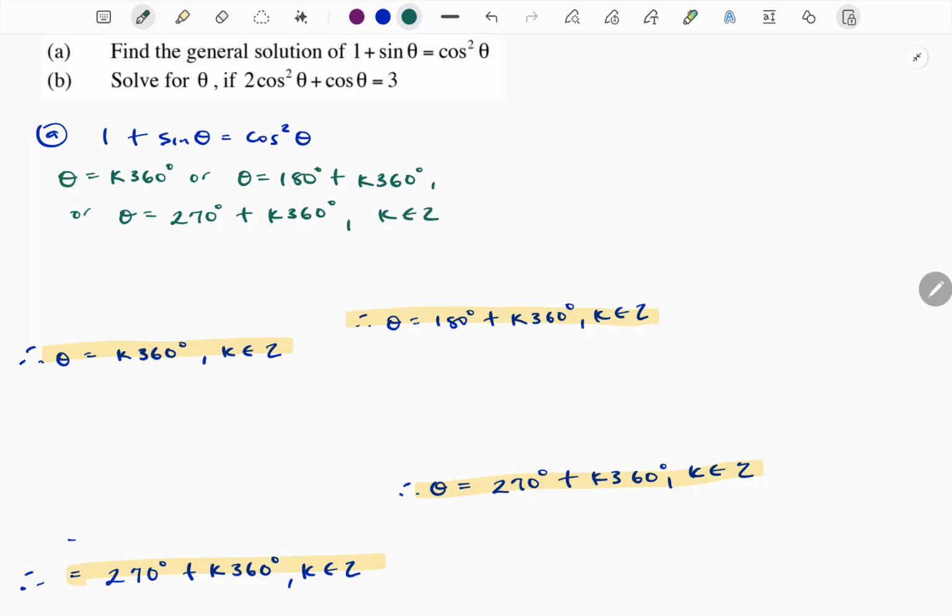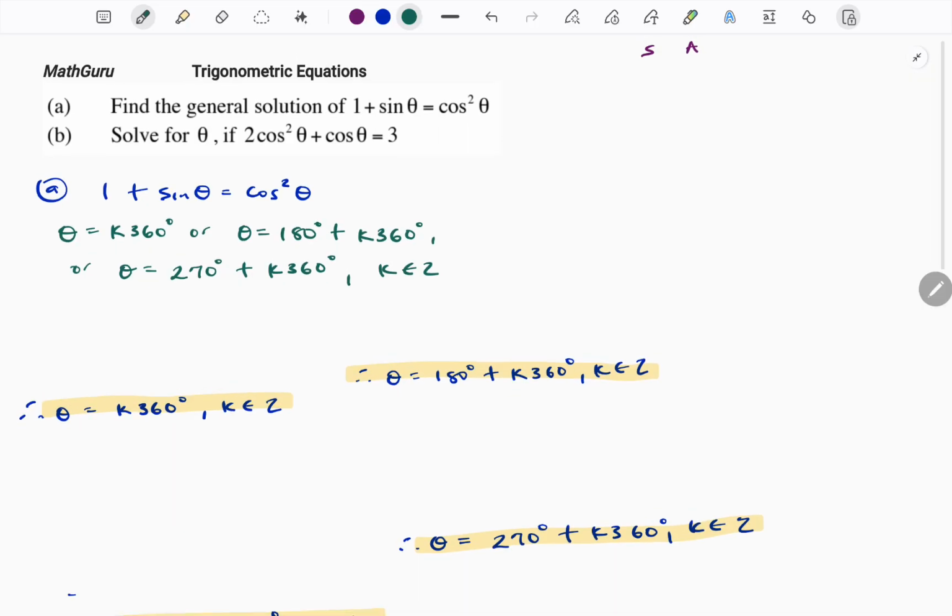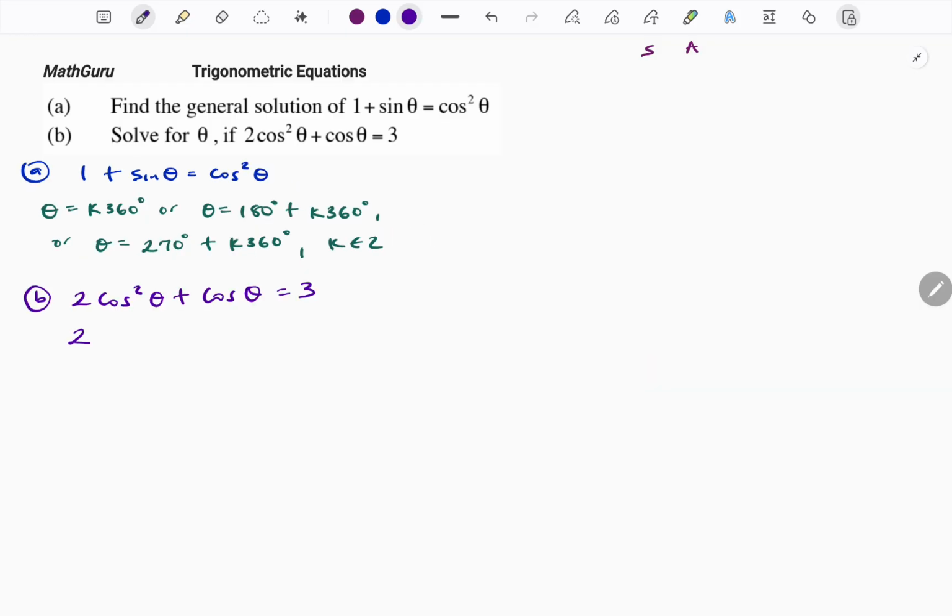Now let's go to the second part of the question that says solve for theta if 2 cos squared theta plus cos theta equals 3. In this example, I'm going to start by writing in standard form, maybe moving all the terms to one side, and then solve like a trinomial or factorize the trinomial. So I have 2 cos squared theta plus cos theta minus 3 equals 0.